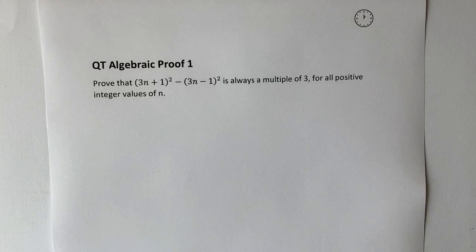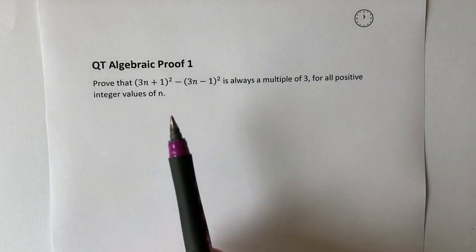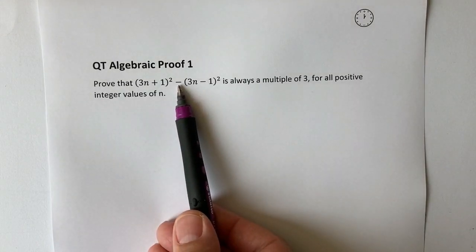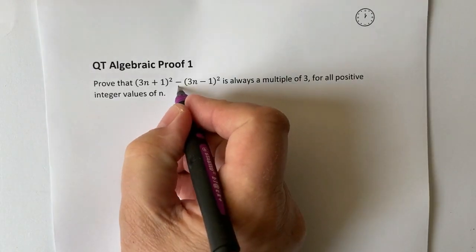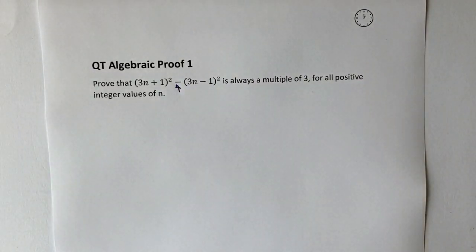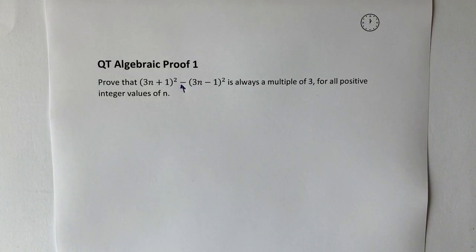The other thing we've got to be careful of is this negative sign in the middle here. So I'm going to put a little arrow there just to remind myself that I've got a negative sign that I need to deal with.